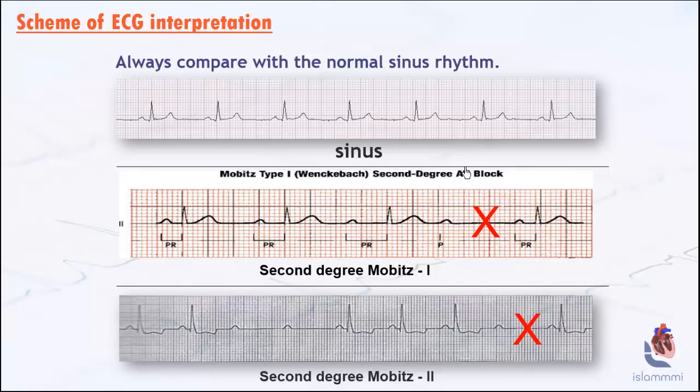But the other strip, the last one, there is no warning here. The PR interval is normal, drop. And then normal, drop. So this is second degree type 2.